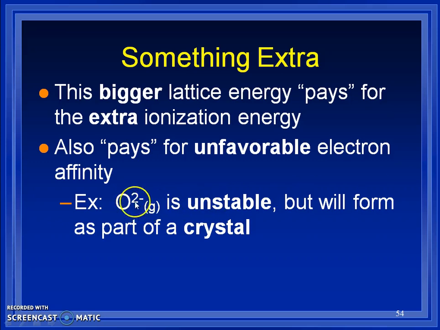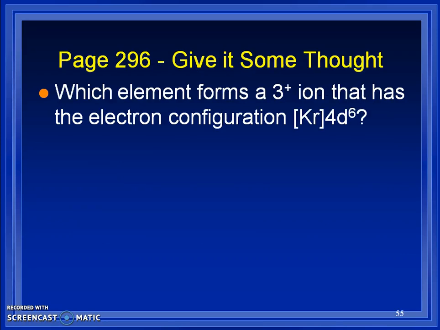Okay, so that O 2 minus gas is very unstable, but it will actually form part of a crystal like that barium oxide that he showed you. So those reactions that occur between those gas ions, forming that compound, or the lattice energy going the other way around, exist, but those are kind of hard to come by. We just know that they have to happen in order for that solid to actually appear.